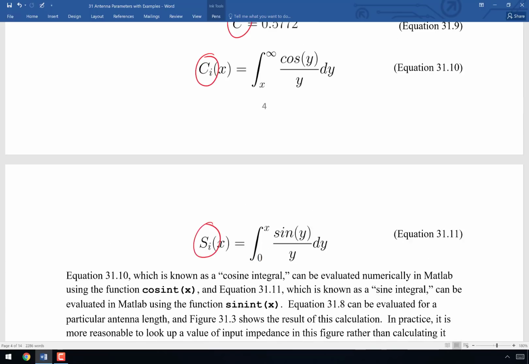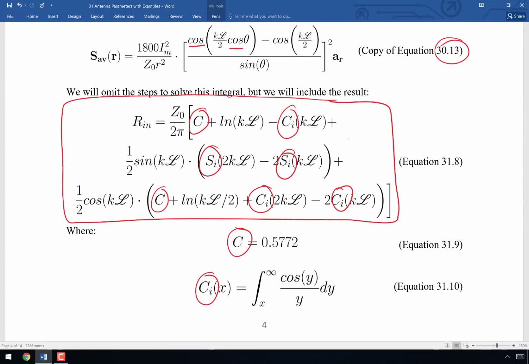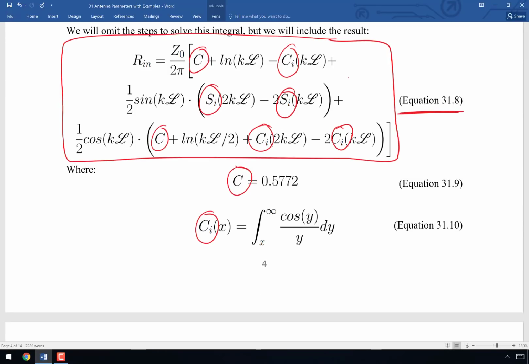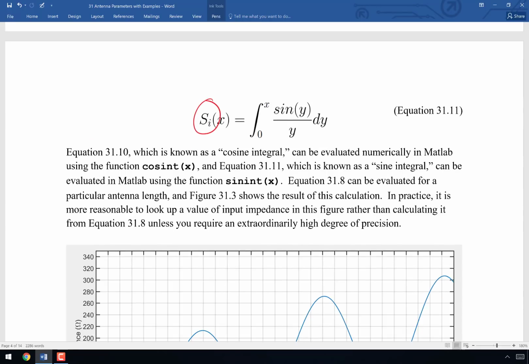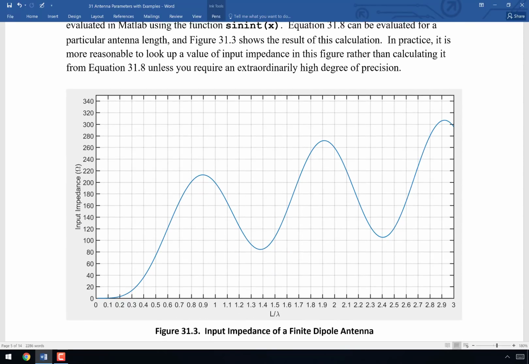And so what I did was I took the full equation for the input impedance of the finite dipole antenna, this equation 31.8, and I wrote a MATLAB code to plot it. And this is the plot that I get. So I'm going to talk about this figure for some time because this is the most important figure in this entire course.